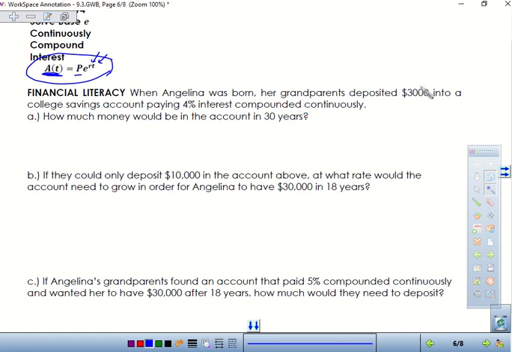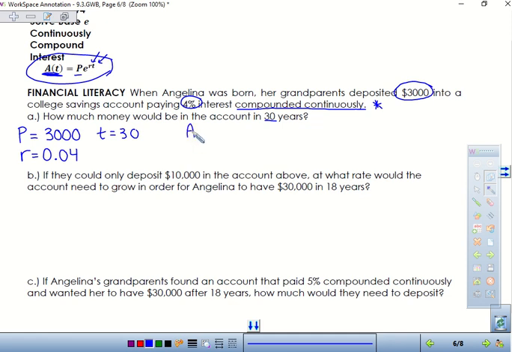So it says when Angelina was born, her grandparents deposited $3,000 into a college savings plan. If they deposited that amount, what letter represents that? P, the initial. Okay. Paying 4% interest, that represents the rate, but I have to put it as a decimal. And then how much money will be in the account? Of course, compounded continuously. Remember, we got to look for that. How much would be in the account after 30 years? Time. So what variable are we solving for in this particular problem?